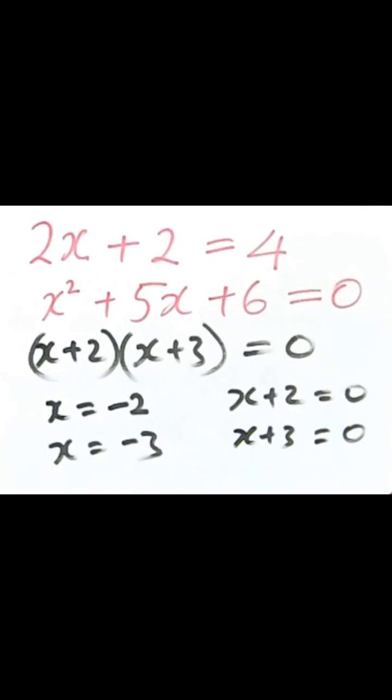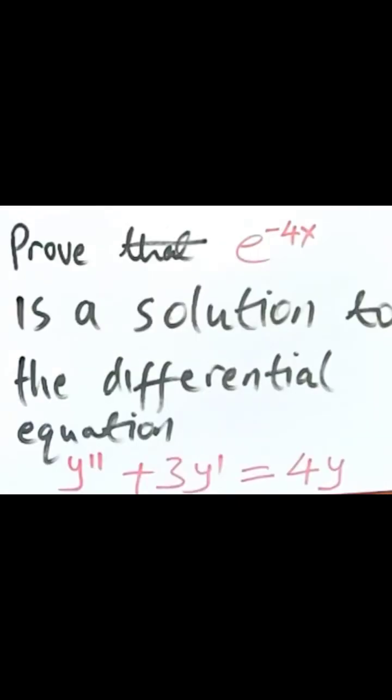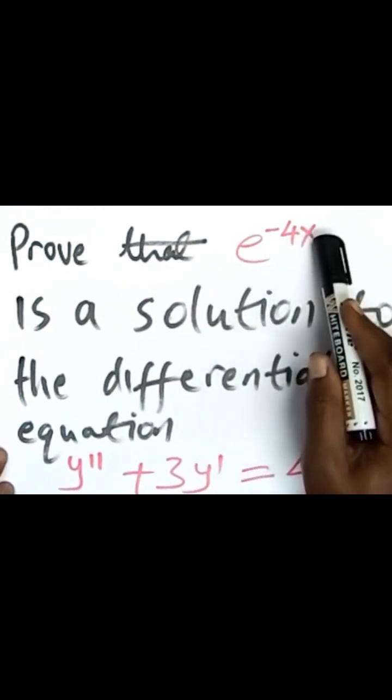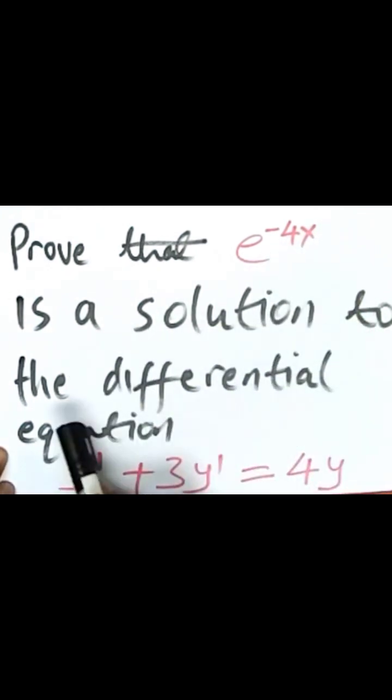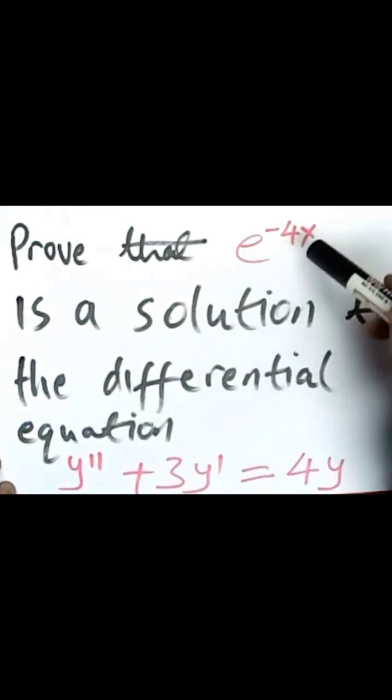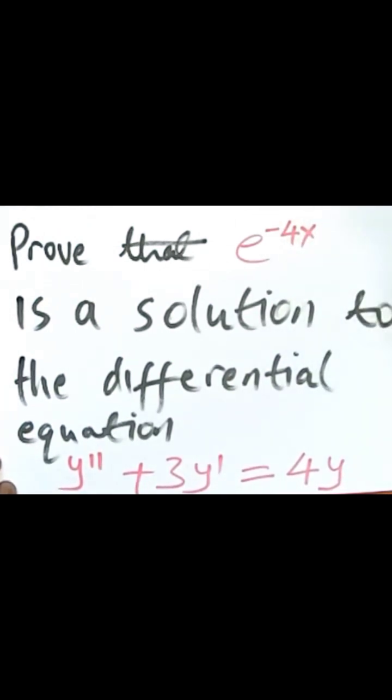Now let me quickly point out that a differential equation can have many solutions, which are called a class of solutions, which can satisfy the given equation. In the equation that we are given, we are being asked to prove that e raised to power minus 4x is a solution to the differential equation. And this is the differential equation. So we are being told that this is one of the solutions. There can be other solutions.